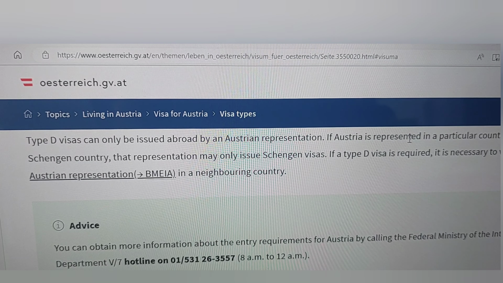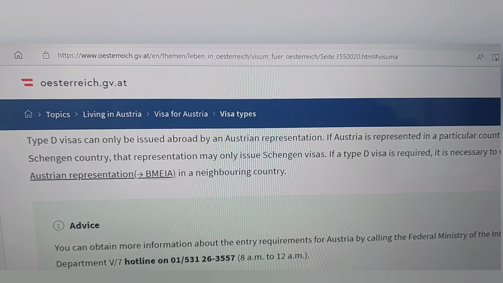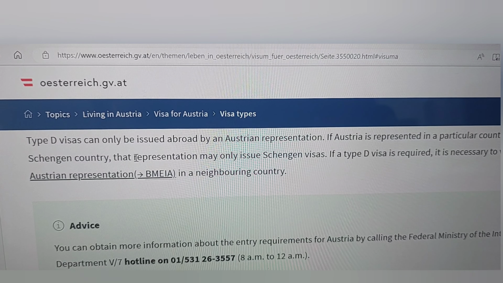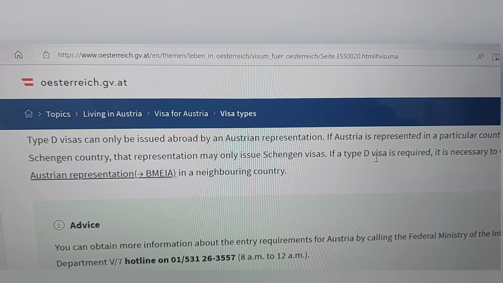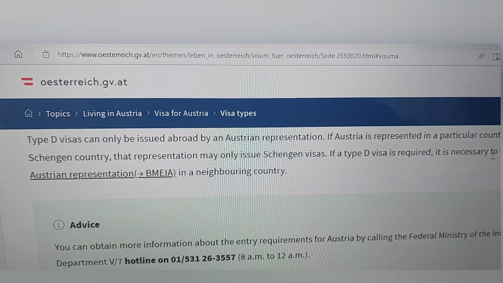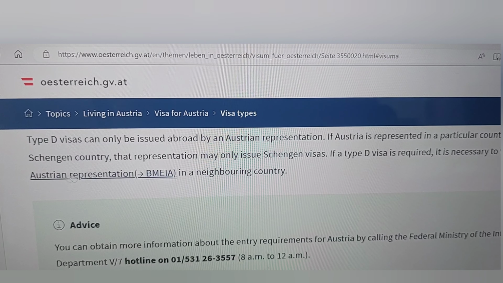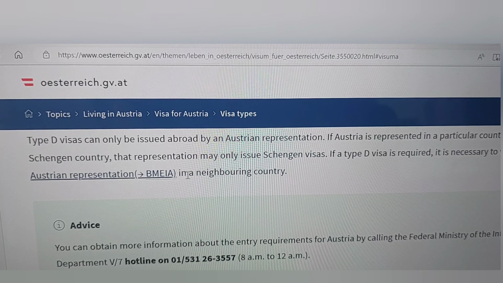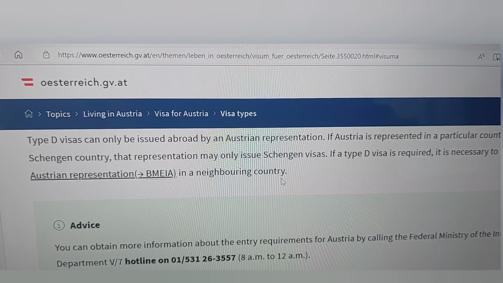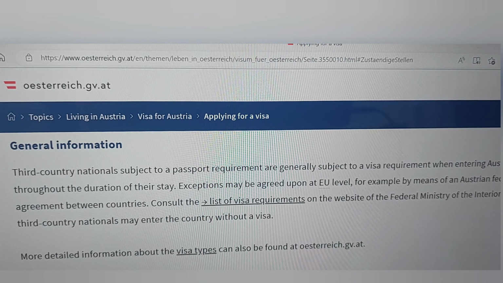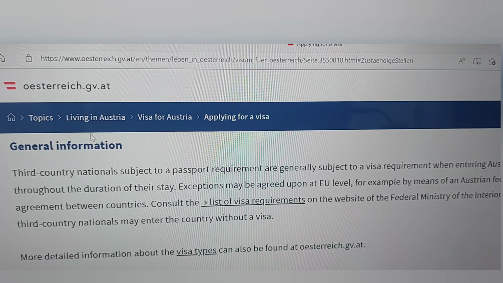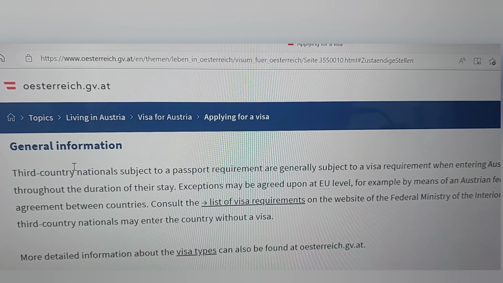If Austria is represented in a particular country by another Schengen country, that representation may only issue Schengen visas. If a type D visa is required, it is necessary to visit the competent Austrian representation in a neighboring country. So that is that. The next is general information about requirements and documents.